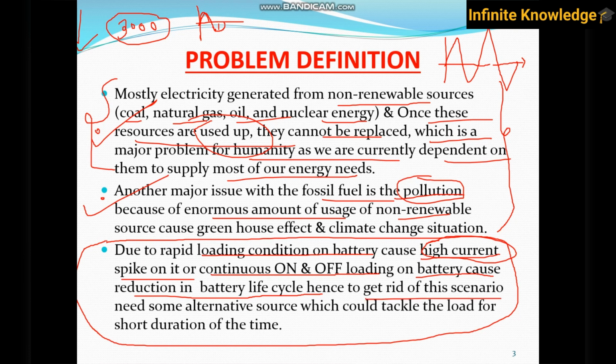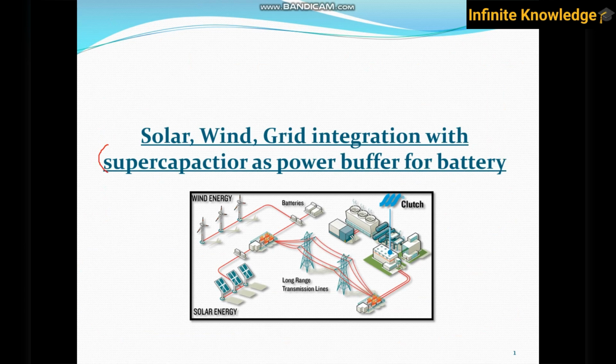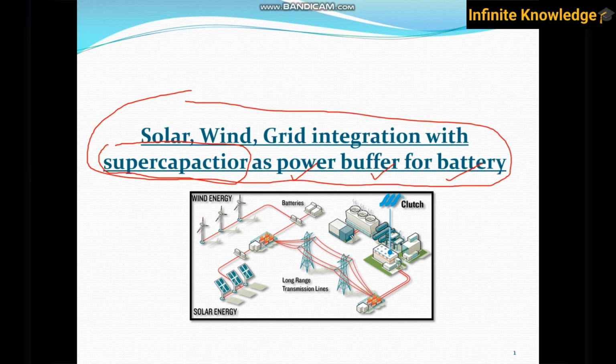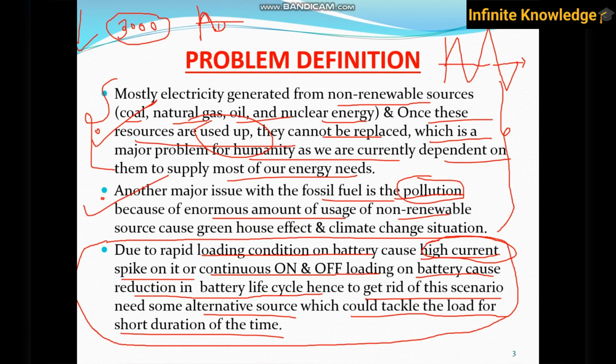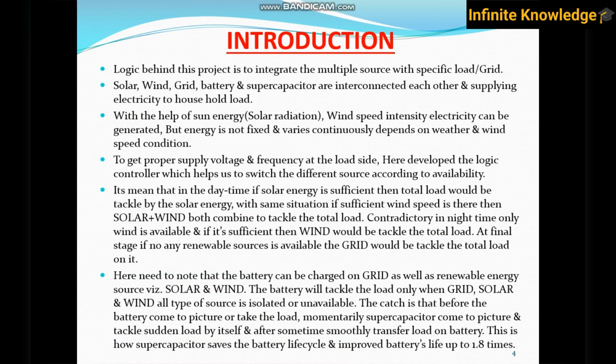To get rid of this scenario, we need an alternative source which tackles the load for a short time duration. That alternative source is the supercapacitor, which is why I have used the supercapacitor as a power buffer for the battery, and set the name accordingly. This is a very basic problem definition, and it is very much related to our simulation. This is the introduction, and I suggest that you go through all the slides, because if you directly jump to the simulation, nothing will matter.